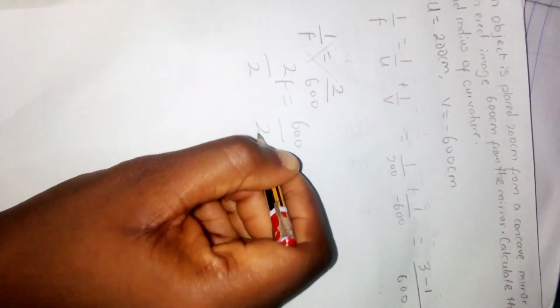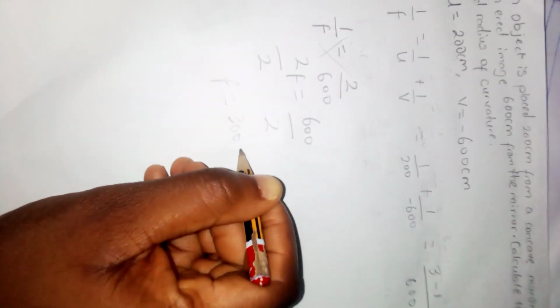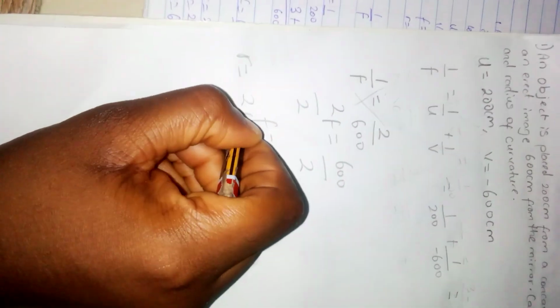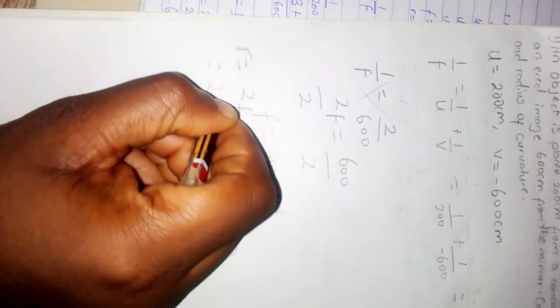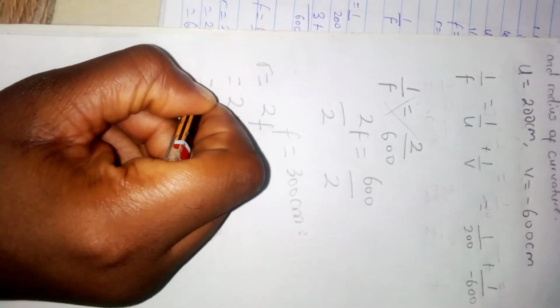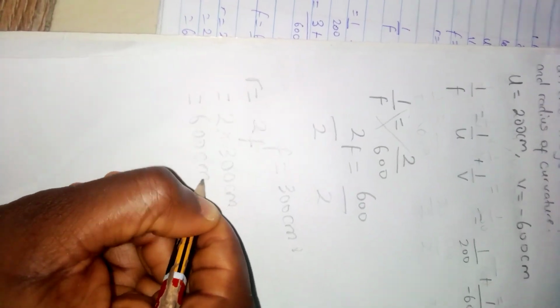So your focal length is 300 centimeters. And remember, your focal length here is always positive for a concave mirror. Now, to find your radius of curvature, remember the radius of curvature is 2 times the focal length, so it equals 2 times 300 centimeters. That means our radius is 600 centimeters.